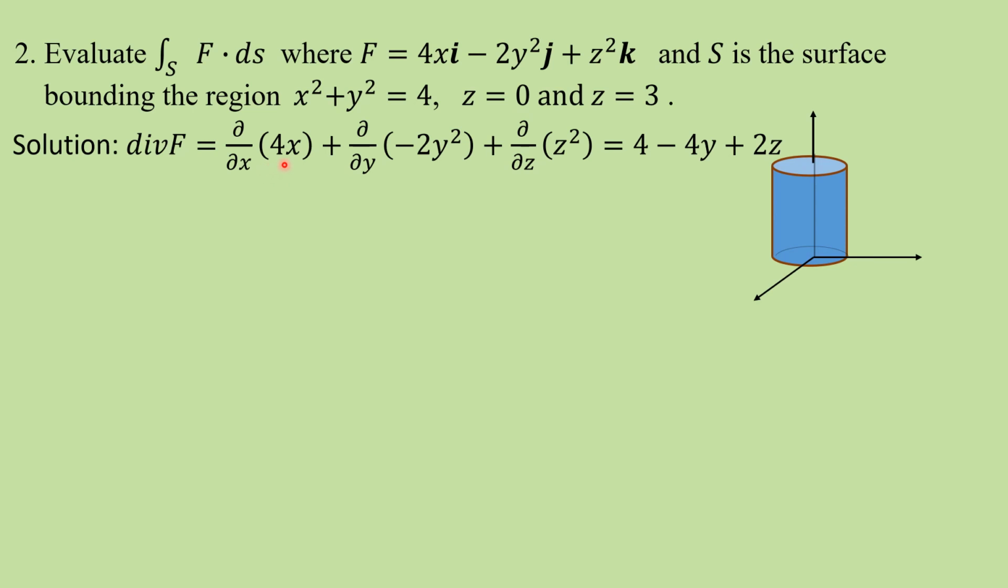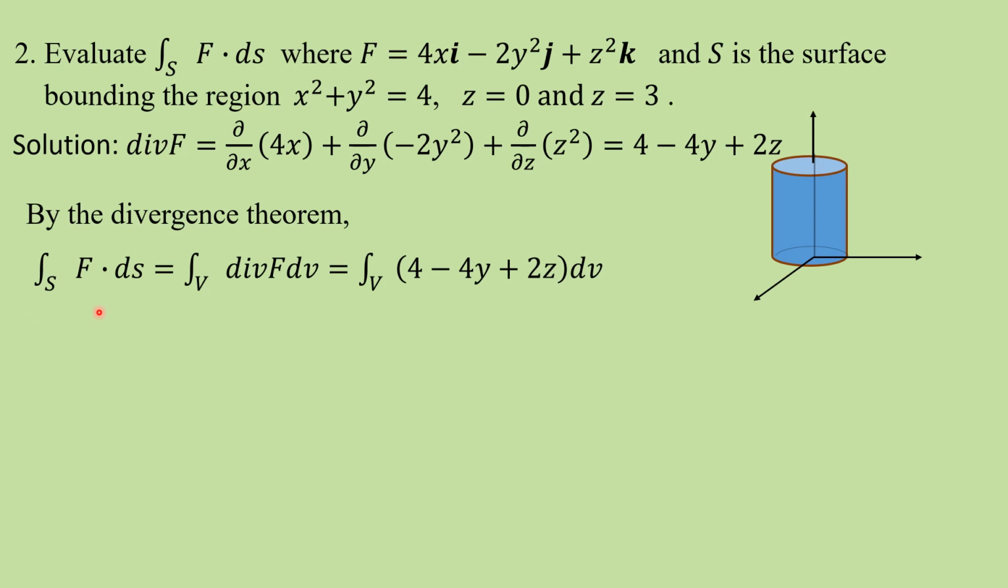So partially differentiate with respect to x, that is 4, minus 4y with respect to y, plus 2z. So I got divergence f, del dot f, is 4 minus 4y plus 2z. So by Gauss divergence theorem, the surface integral of f over S can be taken as the volume integral of divergence f, which is nothing but 4 minus 4y plus 2z.